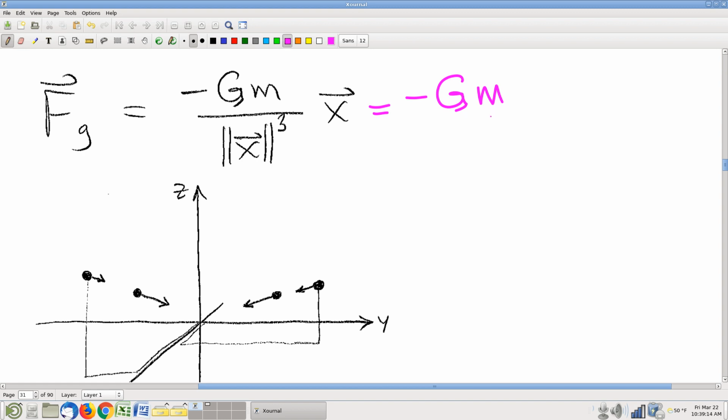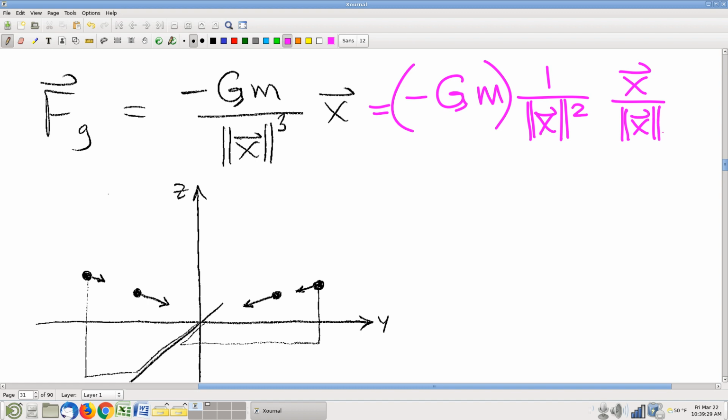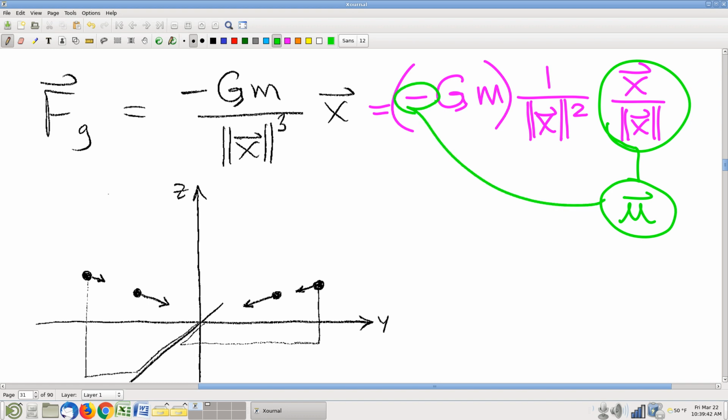Well, let me write it like this. And then I'm going to say 1 over magnitude of x squared, and then times x over the magnitude of x. And the point here, having written it this way, is that this is a unit vector simply representing the direction. With the minus sign, that's representing the direction that the gravitational field is pointing, and as a unit vector, it does not contribute to the magnitude.